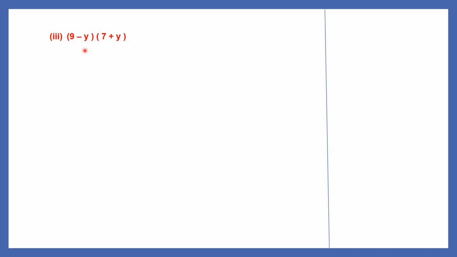Question 3, 9 minus y into 7 plus y. So again the terms are different. The first term is different, so we cannot apply any identity. We're going to do direct multiplication. We're going to take the first term and multiply the whole of the second binomial with it. So that is 9 into 7 plus y. Then we're going to take the second term, which is minus y, into the whole of the second binomial, that is 7 plus y.